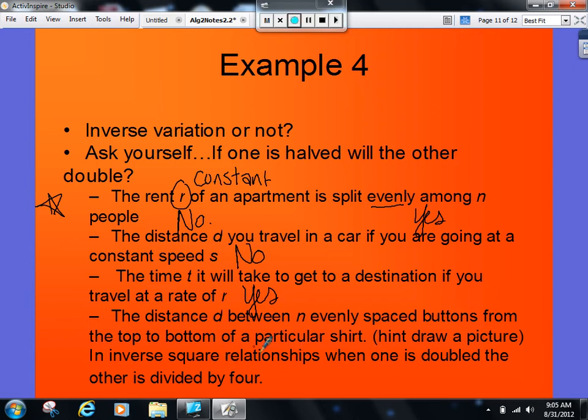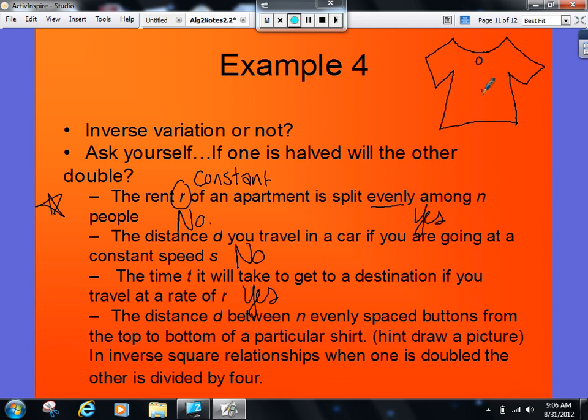And this one is tricky. The distance d between n evenly spaced buttons from the top to bottom of a particular shirt. Hint, draw a picture. An inverse square relationship when one is doubled, the other is divided by 4. Okay, here we go. Here's my shirt. Oh yes, that is really amazingly good. It's okay if you're not as good as me. Just remember, one day you can be as good as Mrs. Bruno.